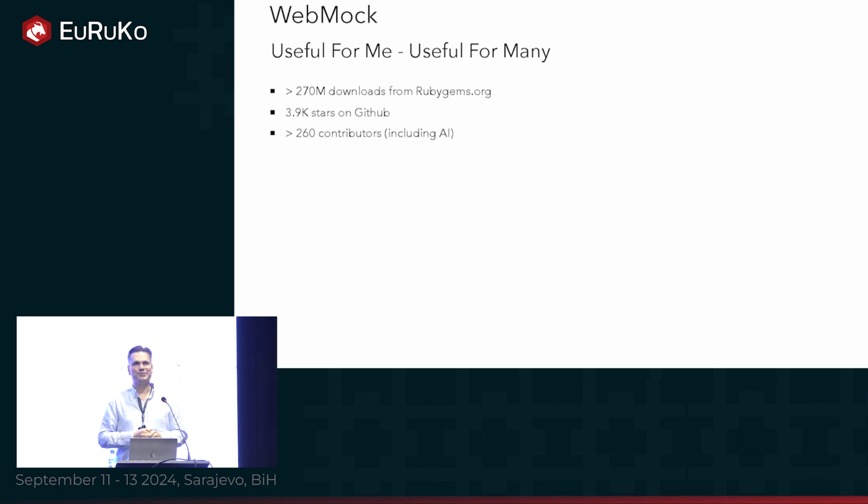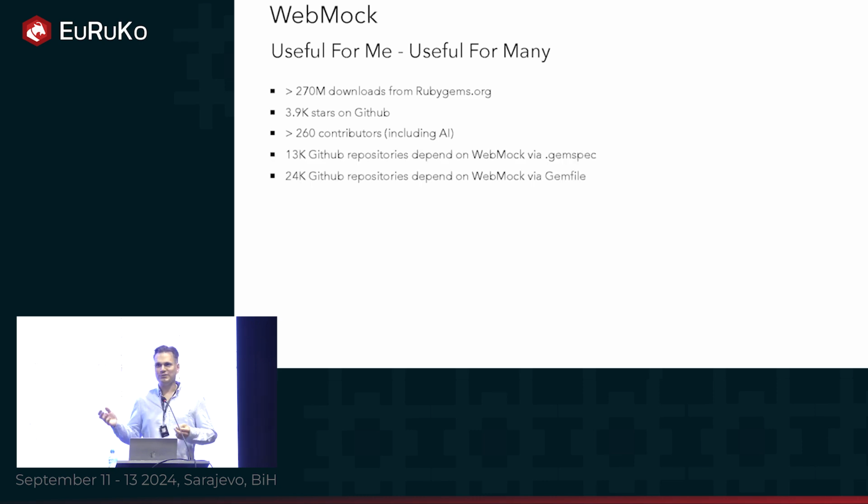Including AI. A few months ago, Sam Saffron, the co-founder of Discourse, submitted a pull request to WebMock, and he included a transcript of his conversation with ChatGPT. Fortunately, ChatGPT was completely useless in that case, therefore we as human Ruby developers are still safe.